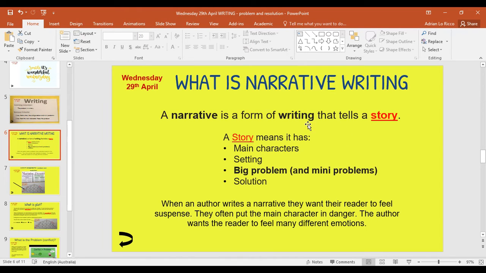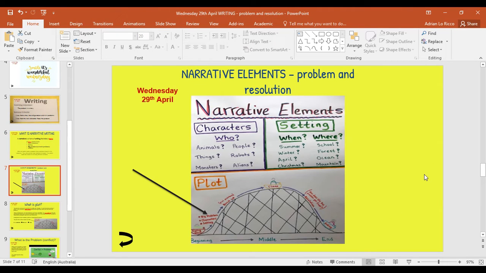All right, so we'll look back at this slide here, which was on the previous few days. A narrative is a form of writing that tells a story. So we've got the main characters, the setting, the big problem and mini problems, and then the solution, which we'll talk about tomorrow. So let's go back to our chart. Okay, so we're about to go up our roller coaster. A narrative is like a roller coaster. We introduce character and setting at the start. We also need to introduce the big problem, and that big problem should last throughout the whole story.